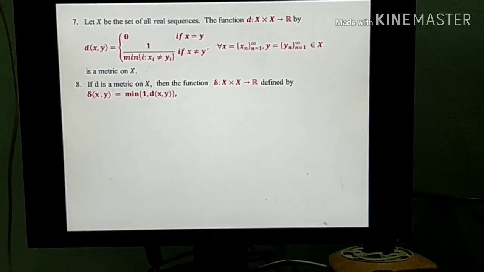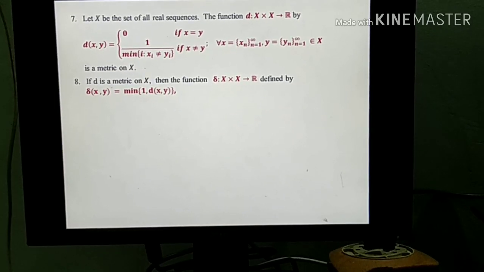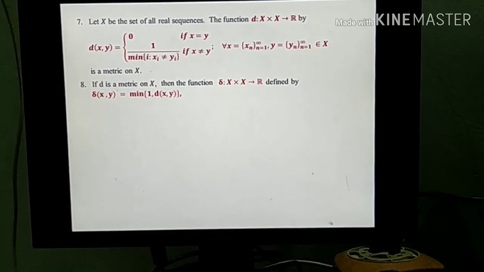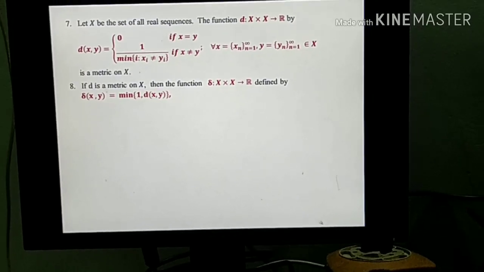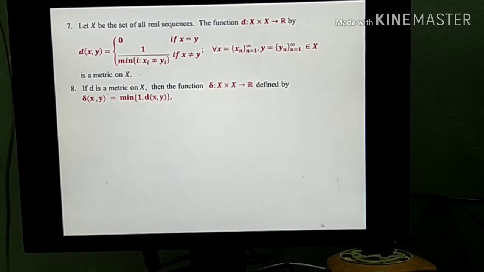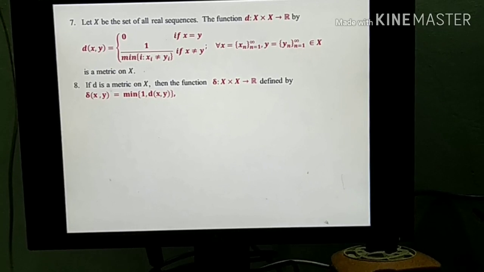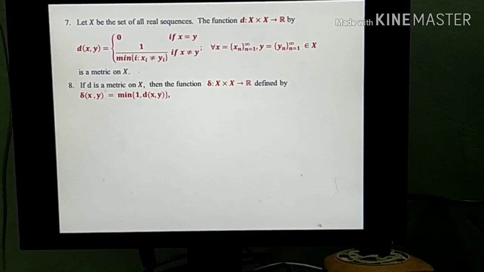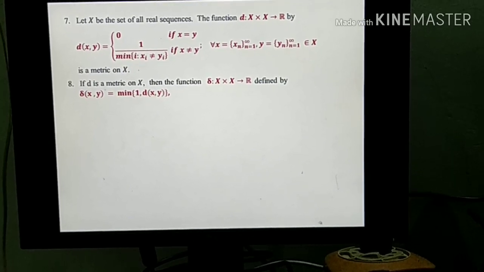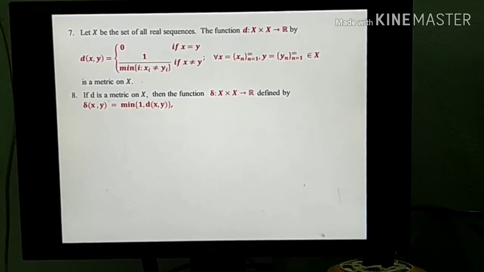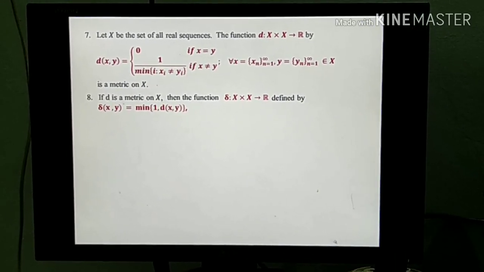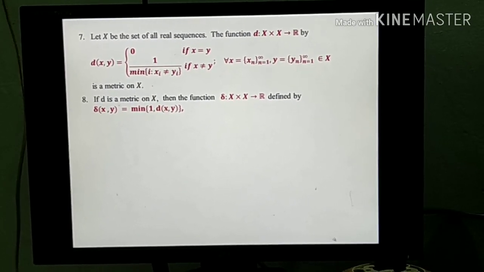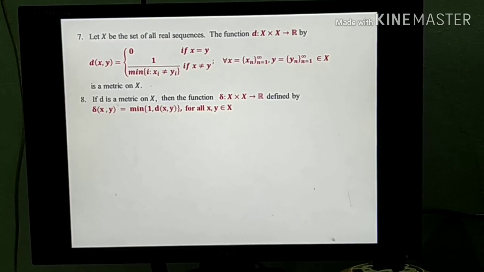And we can easily observe that this delta cannot be greater than 1, and therefore we can say that this is a bounded metric or bounded function on X. It means we can say that from any given metric on a set X, we can find a bounded metric on the set X. Okay.